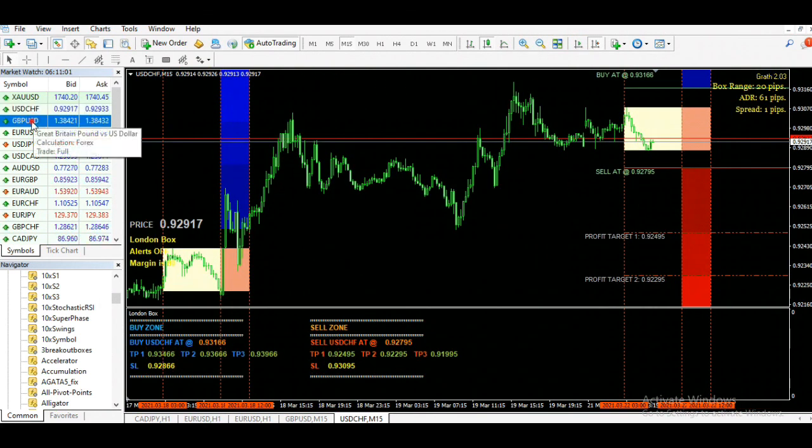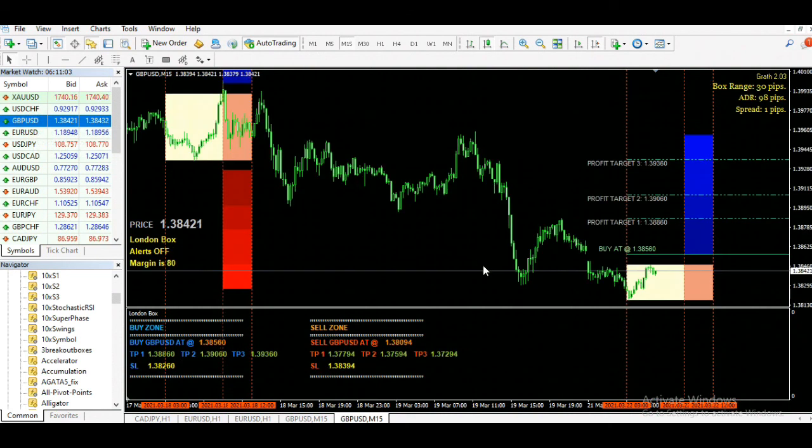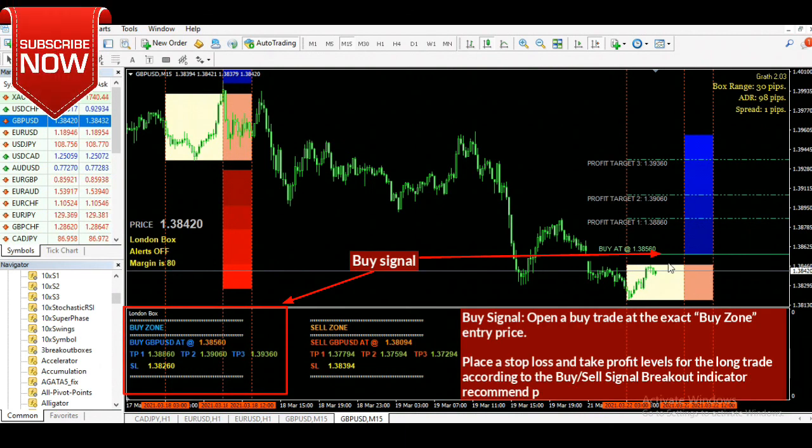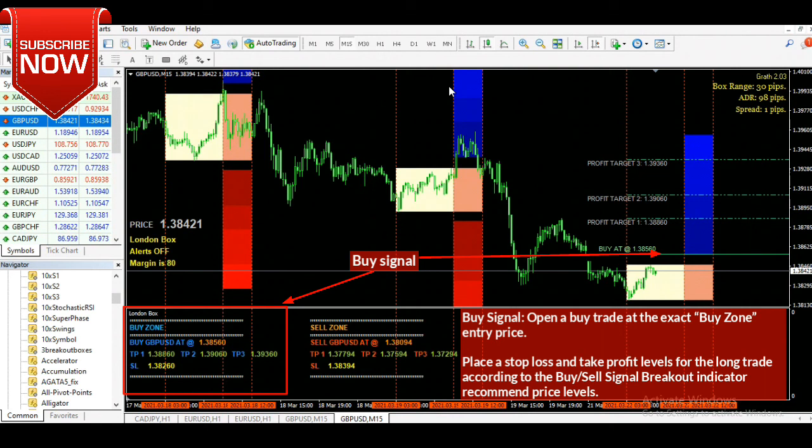The Buy Sell Signal Breakout MT4 Forex Indicator signals are easy to interpret and go as follows. Buy signal: open a buy trade at the exact buy zone entry price. Place a stop loss and take profit levels for the long trade according to the Buy Sell Signal Breakout Indicator recommended price levels.